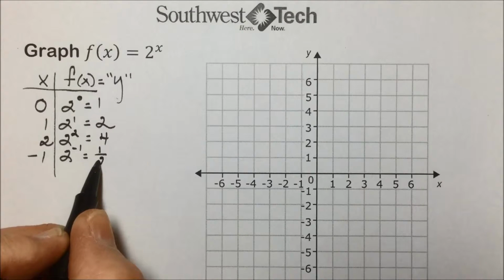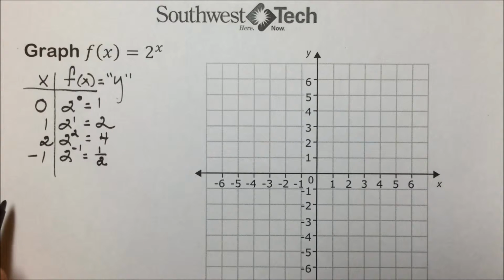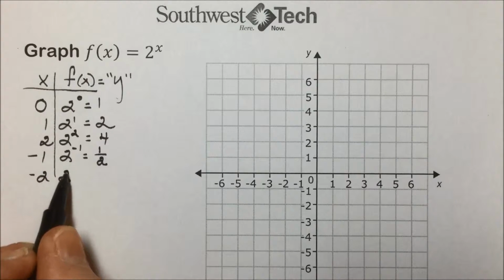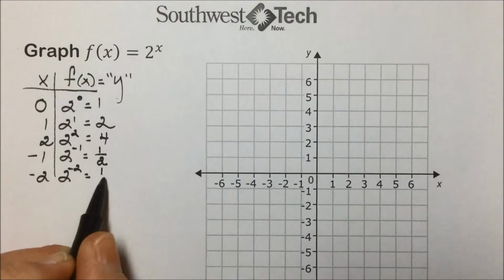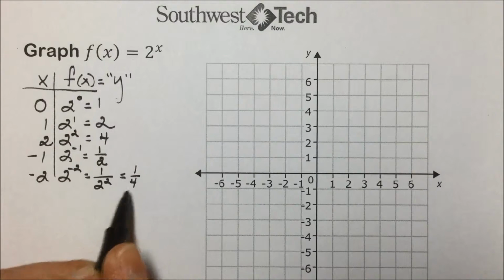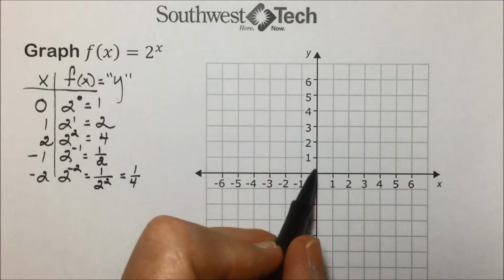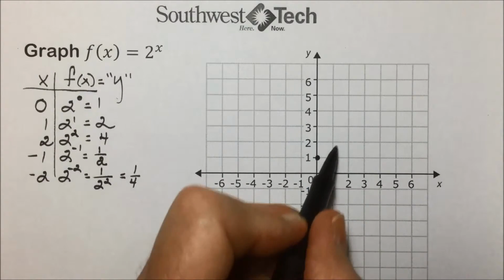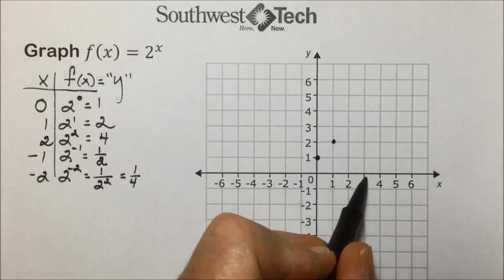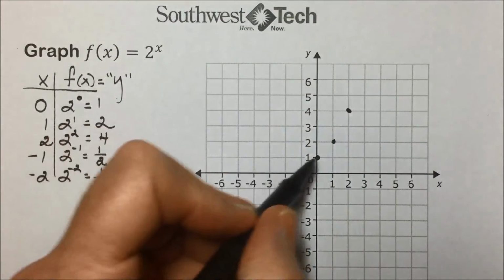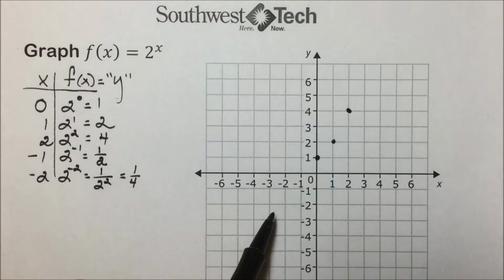Remember, with a negative exponent, to avoid it, we drop it to the denominator. And we'll keep on going there. 2 to the negative 2, we'll put 1 over 2 to the second power, or 1/4. Graphing these then, we have the point 0, 1, the point 1, 2, the point 2, 4, 3 would be up here at 8, it's headed up towards positive infinity.